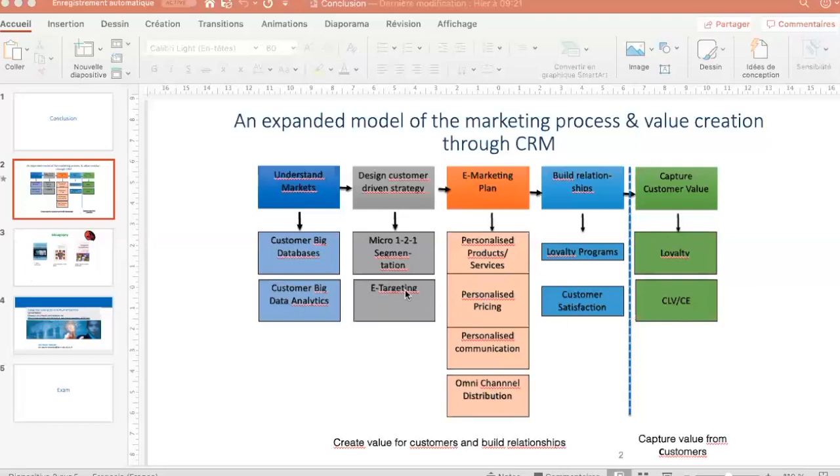So what is also important to understand is that there's a direct link, and we can measure the impact of every tool we have here on loyalty output or on the financial output.